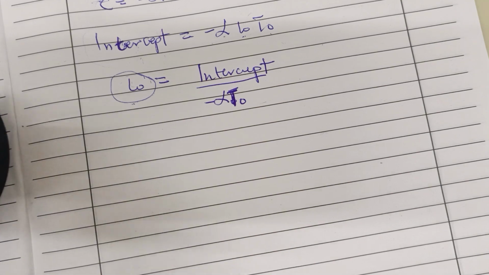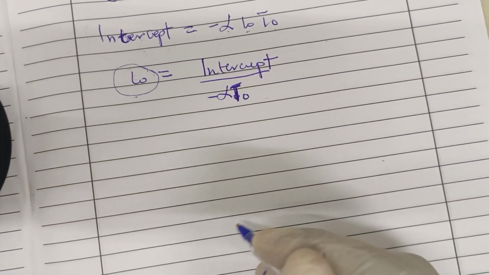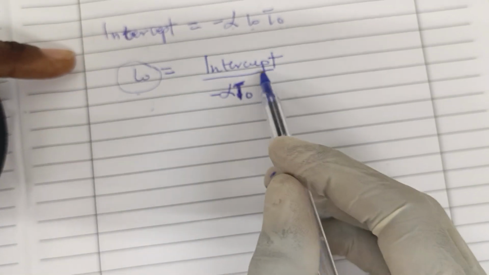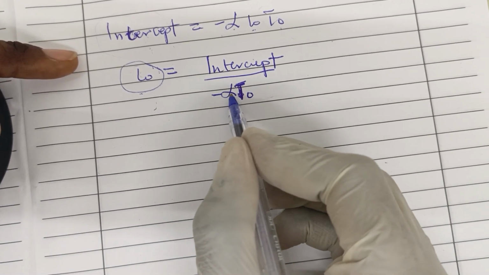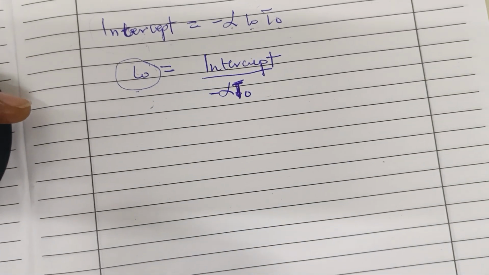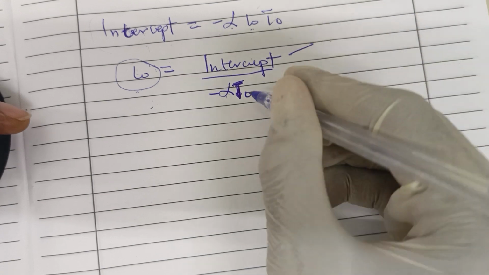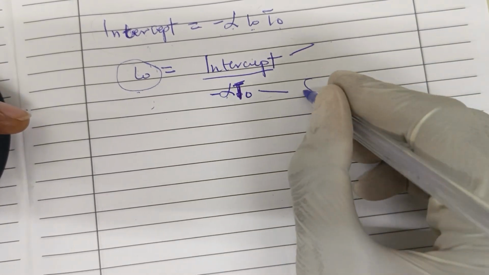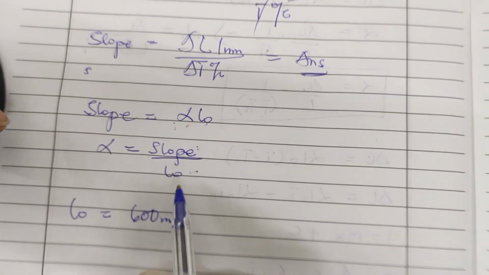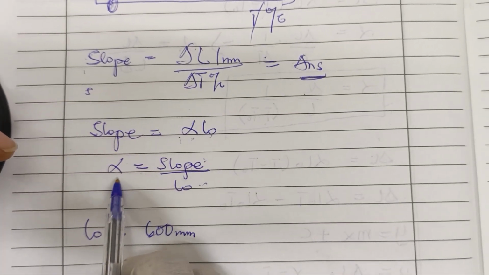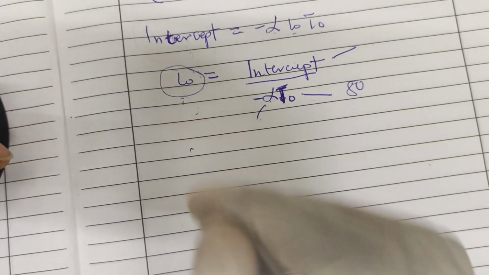Which is no more 600. It said at 80, what will be the L? So this is how you do it. The value of the intercept divided by the coefficient of linear expansion times the 80. We know this from the graph. We know this from the question, which is 80. We know this from the slope. After finding the slope, we found this, right? So now we can just compute for this. Thank you.